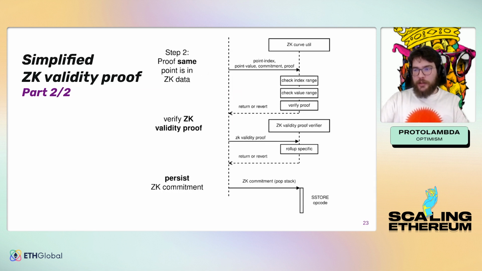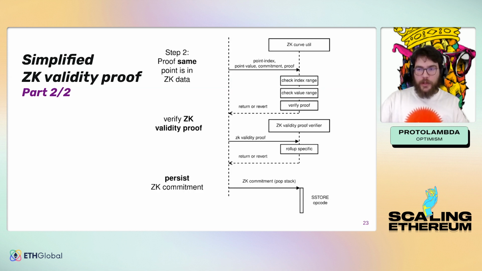And then once you have verified the inputs, you can run your regular ZK validity proof using the same form of inputs that the ZK rollup is already built for, and then produce the output, or verify the output really. And then all you need to do at the very end of this is to just persist the outcome.